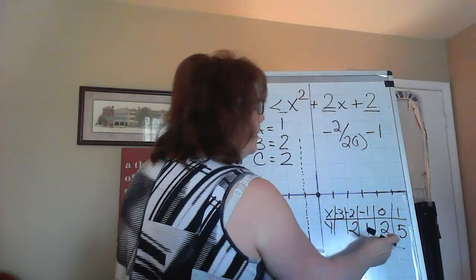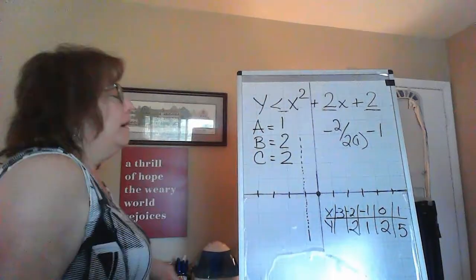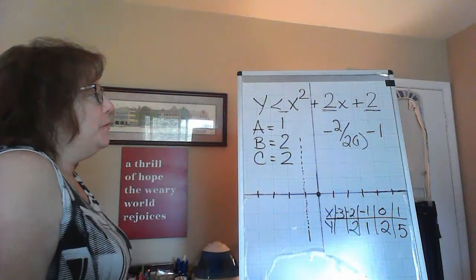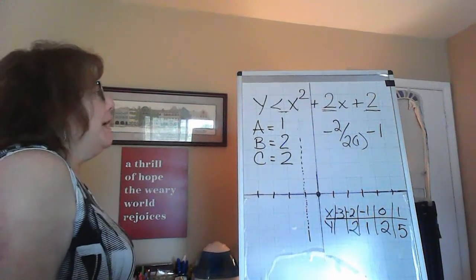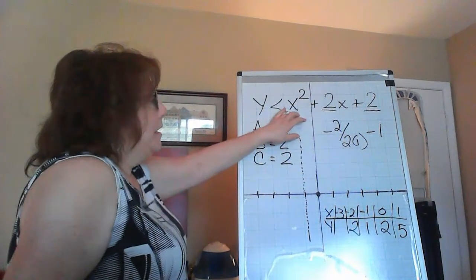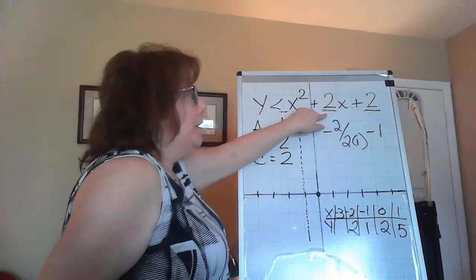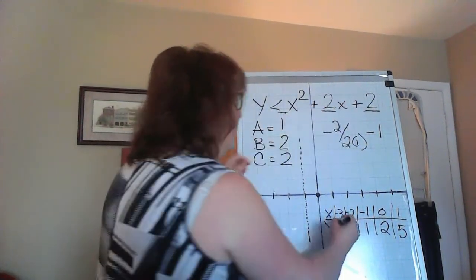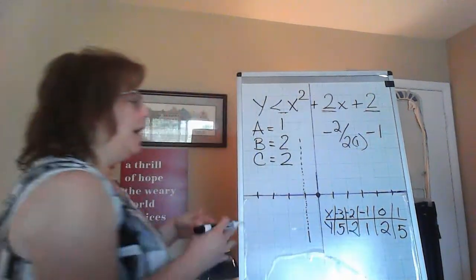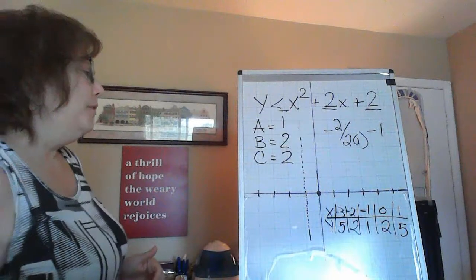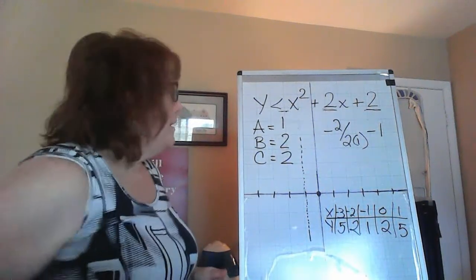Here's where I start to see my symmetry. And then I'll put negative 3 in. So I've got 9, and then minus 6, that's going to be 3, plus 2 is 5. So there I've got my symmetrical thing going on. All right, let's erase a little bit.